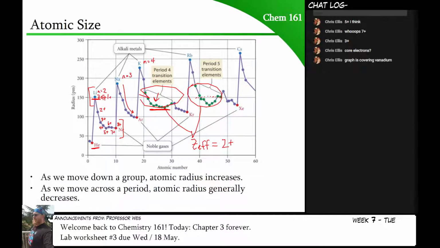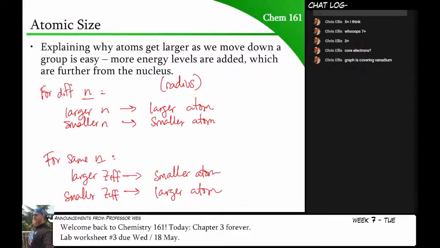All right, we can get out of this screen now, so let's go back to where we were. All right, so there's your summary for atomic size. And that's quantum mechanics in one slide right there. If there is an important slide in Chapter 3, it is literally what I've written in red on this screen. If n differs, bigger n is larger atom, smaller n is smaller atom by radius. If n is the same, look at Z effective: bigger Z effective, smaller atom. Smaller Z effective, bigger atom.